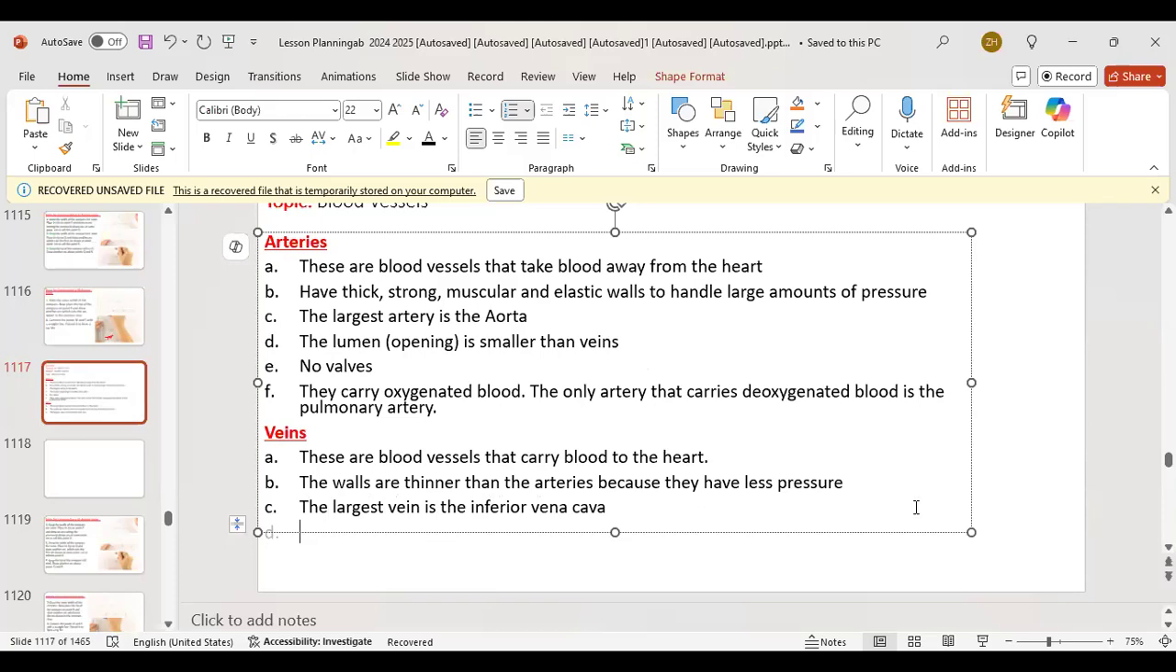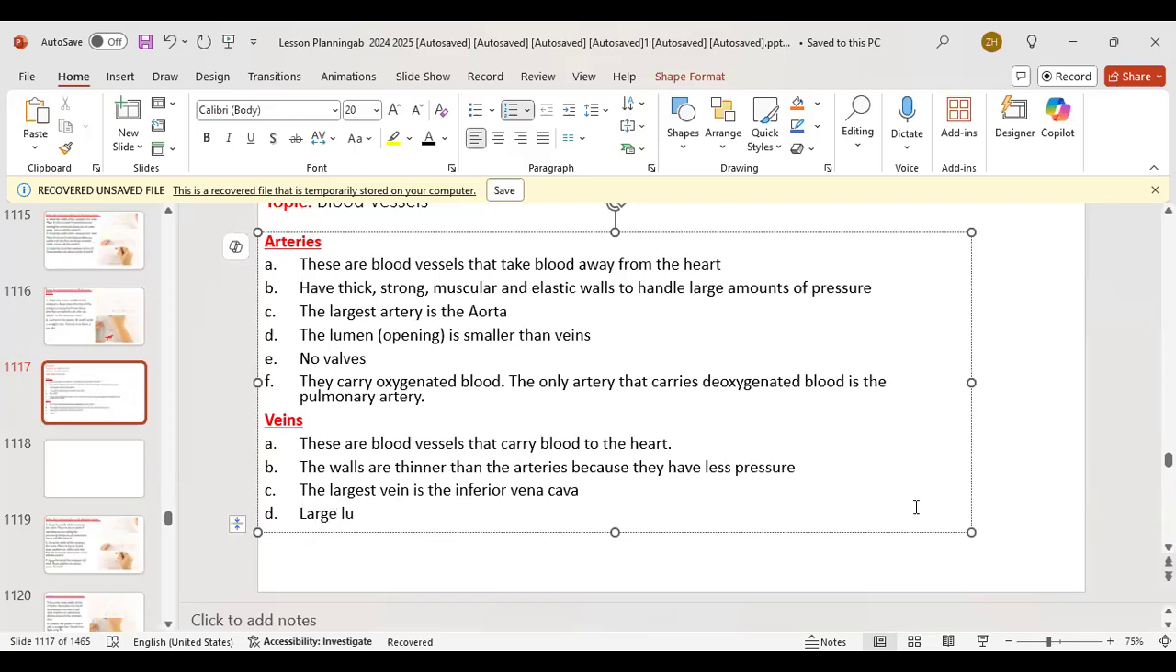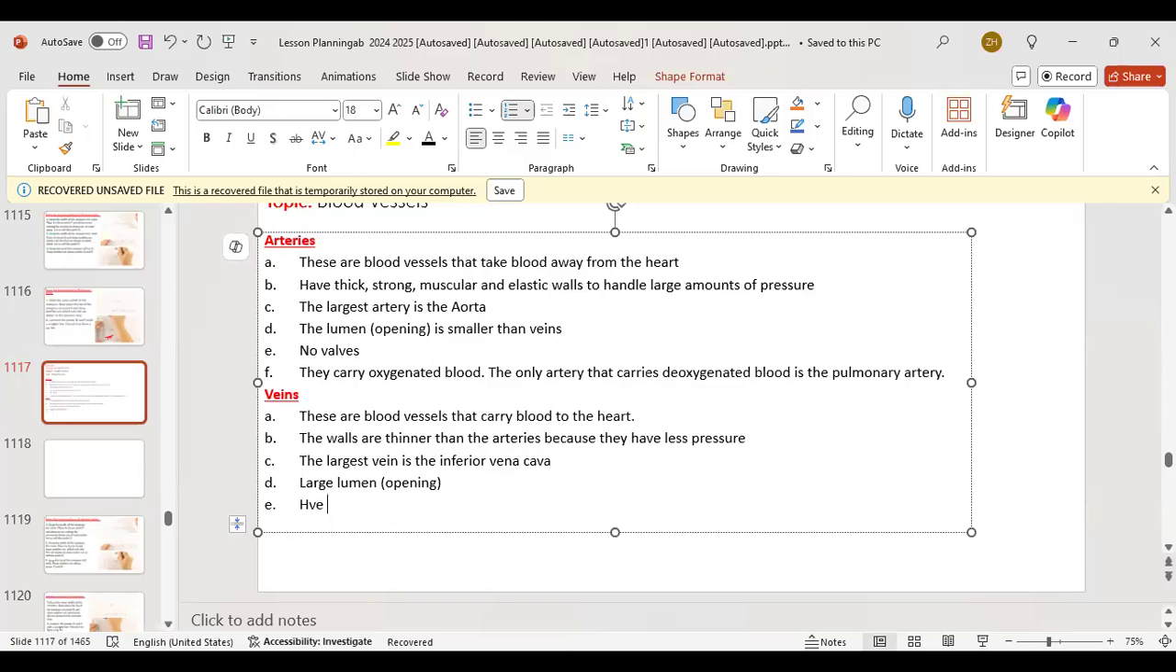Okay. They have a large lumen, an opening. And they have valves. What's the purpose of the valves? They prevent blood from flowing backwards. Prevent the backflow of blood. Very good.